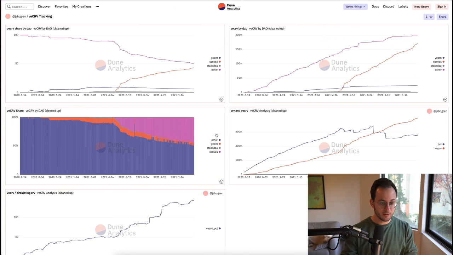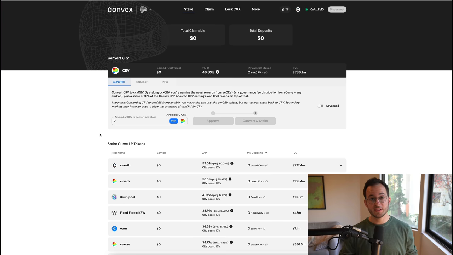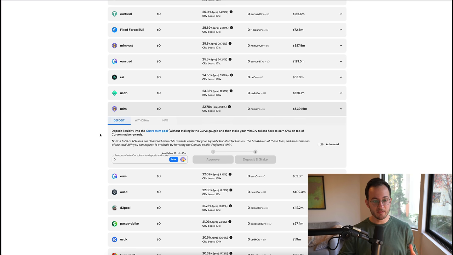Well, if you look at this graph here in the middle left, you can see that Convex's share of veCRV has been steadily increasing over the last several months. Right now, this dashboard is saying that Convex owns 43% of all veCRV, which means Convex has a ton of power over Curve emissions and Curve boosting. So now that we've seen that Convex holds a lot of veCRV, let's take a look at how that actually impacts emissions and rewards for Convex users.